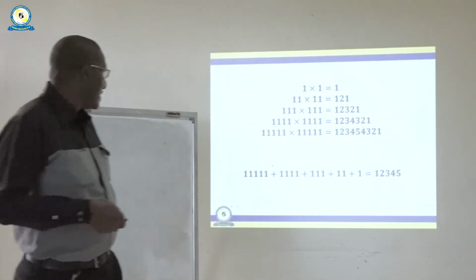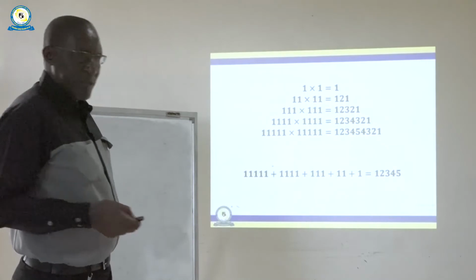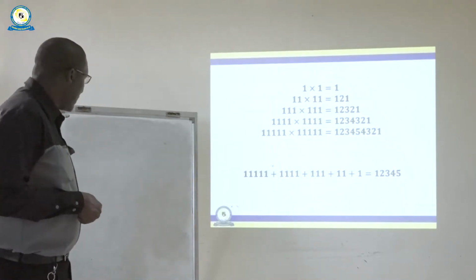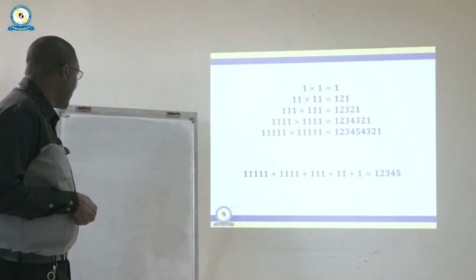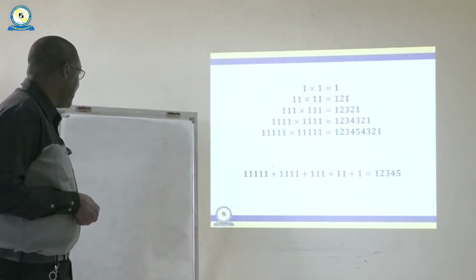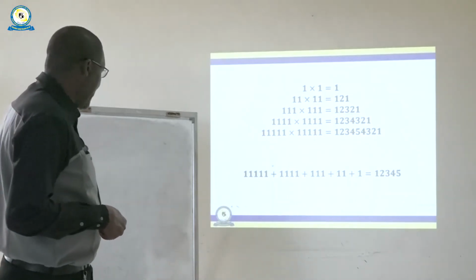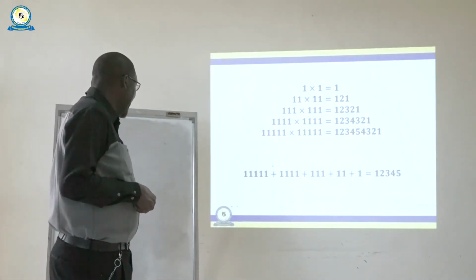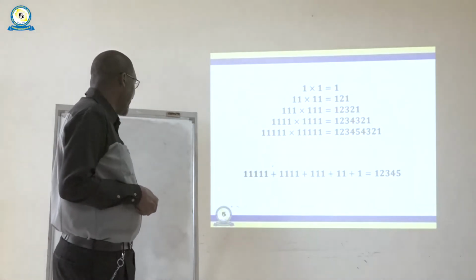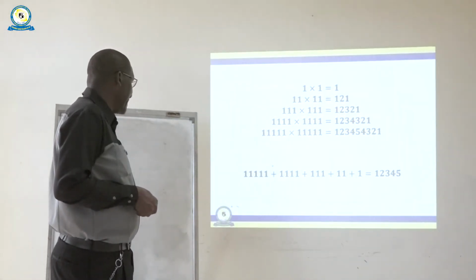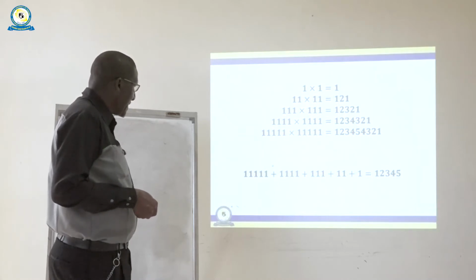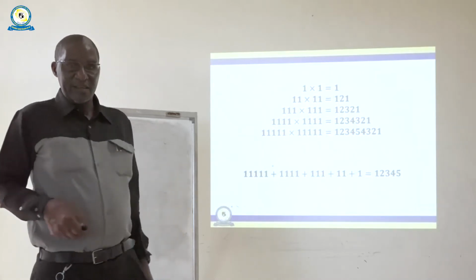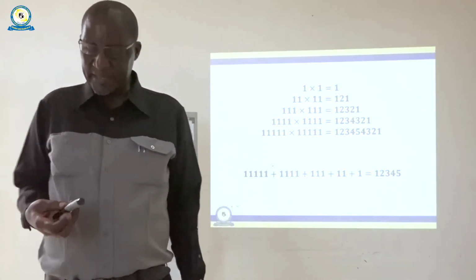Let's see another pattern. You can find that if you add a particular pattern of numbers relating to 1, for example, 11111 plus 1111 plus 111 plus 11 plus 1, you can get 12345. That is another pattern.